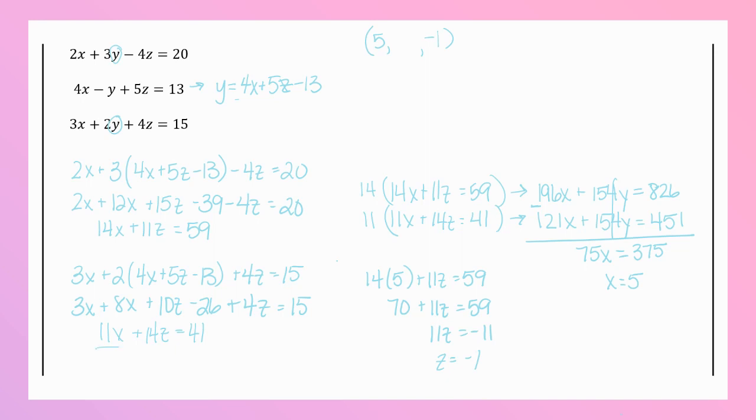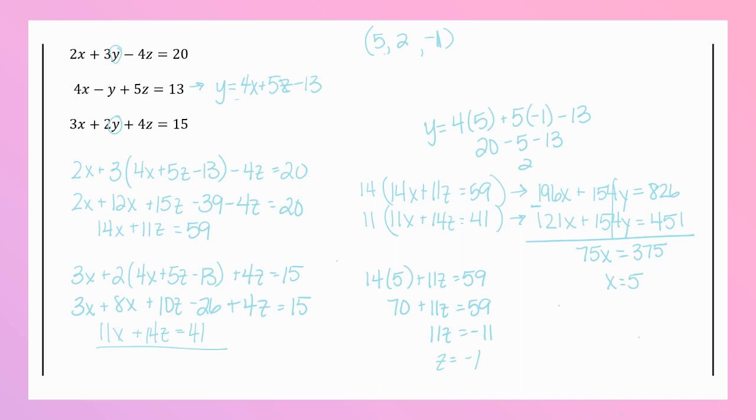Now, real quick, I just want to check that in this other equation just to make sure. So I'm going to multiply 11 times 5 plus 14 times negative 1, add them together, and I do get 41. It's always a really good idea to just stop and check yourself there and make sure that both of your answers are correct, okay? Now that I've got x and z, I'm going to put them back into my y equals equation, and I'm going to solve for y. So 4 times x plus 5 times z minus 13, and that will give me my y value. So 20 minus 5 minus 13 is 2.